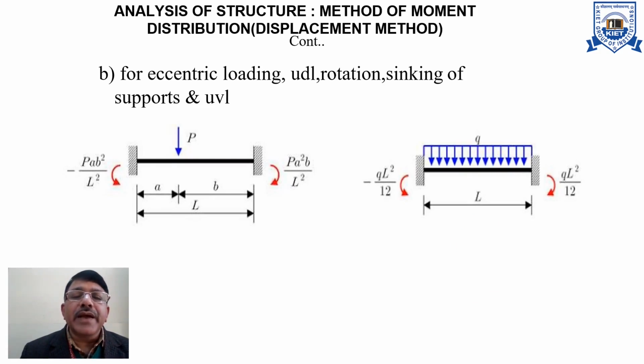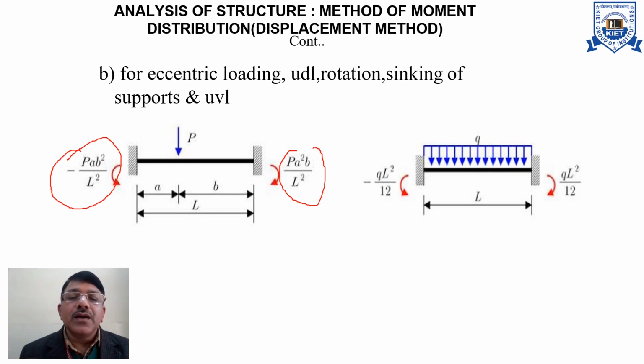Maybe it may be a case of the point load not acting at center but having a distance small a from left end, small b from the right end. Then the moments which are induced here at right and left end, they are mentioned here like this. You can memorize these, because you have to use these properties many times when you are really going to solve some problems.